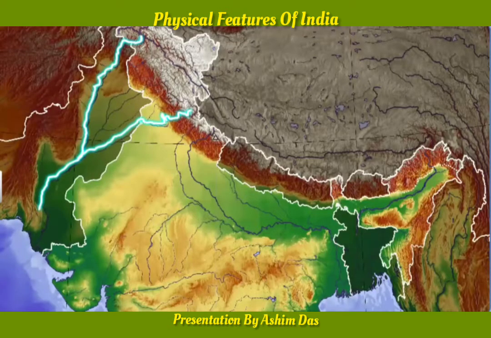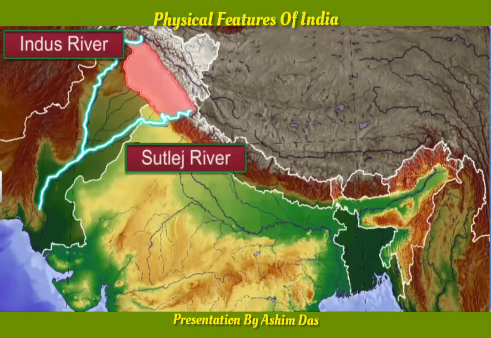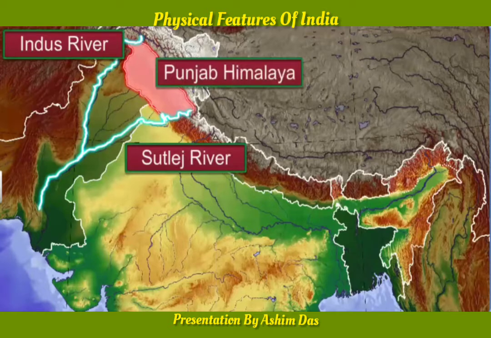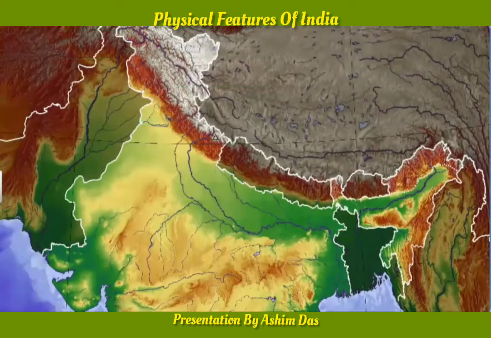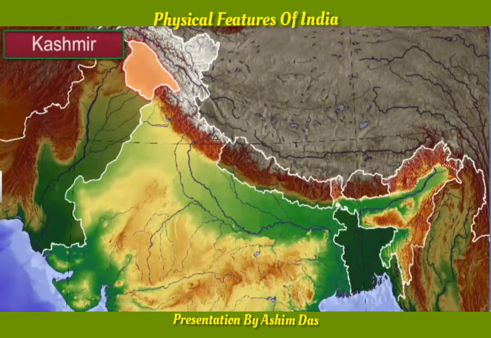First, let's consider the area between the Indus and the Sutlej. This area has been traditionally known as the Punjab Himalaya. Nanga Parbat is the highest peak in Punjab Himalaya. However, on the basis of regional divisions of the Himalayas, locally it is also called Kashmir in the west and Himachal Himalaya in the east.